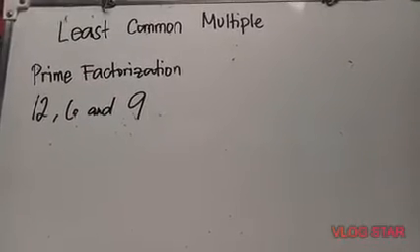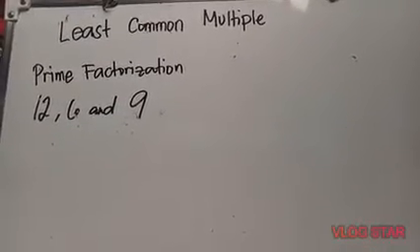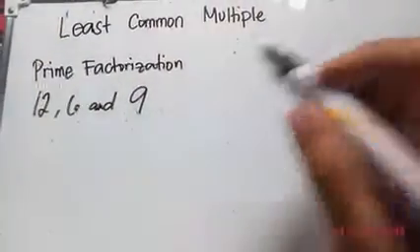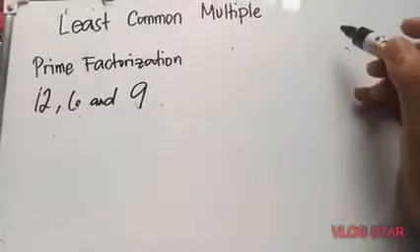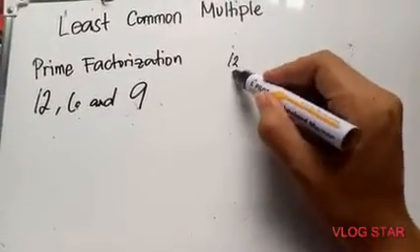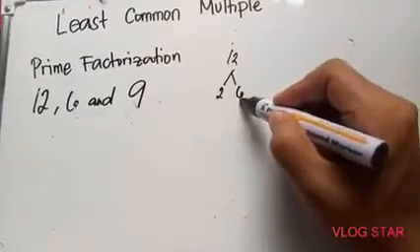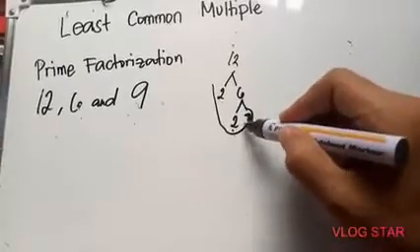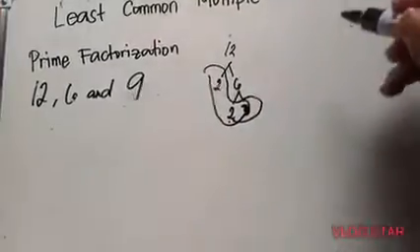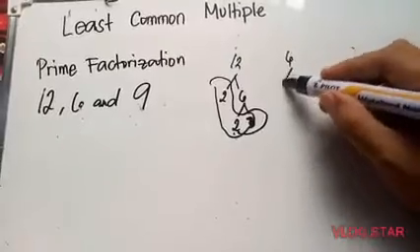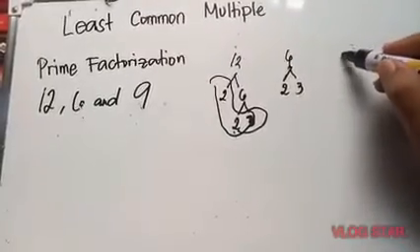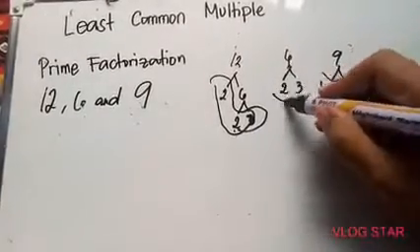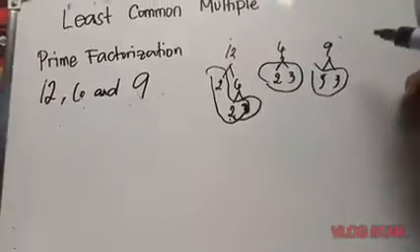Let's have another example, and this time we will get the least common multiple of three numbers, which are 12, 6, and 9. The first thing to do is to get the prime factorization of each number. The prime factorization of 12 is 2 times 2 times 3. Next, the prime factorization of 6 is just 2 times 3. And the prime factorization of 9 is 3 times 3.